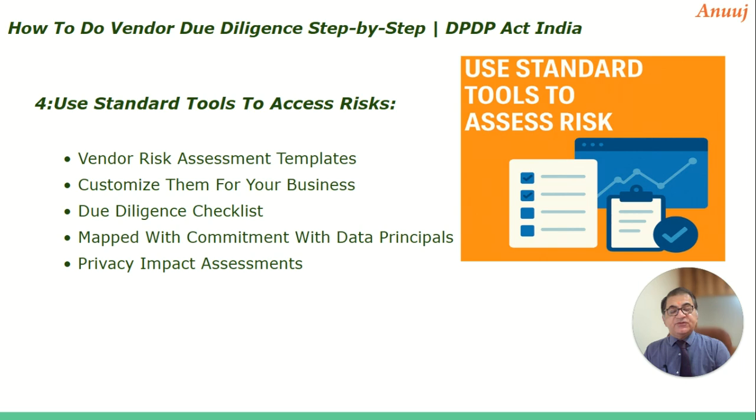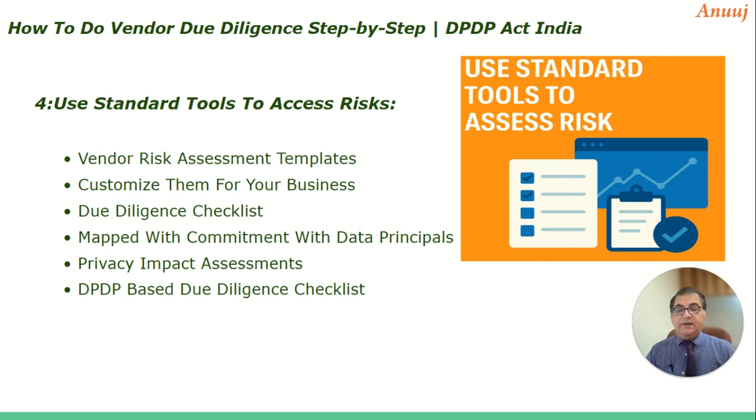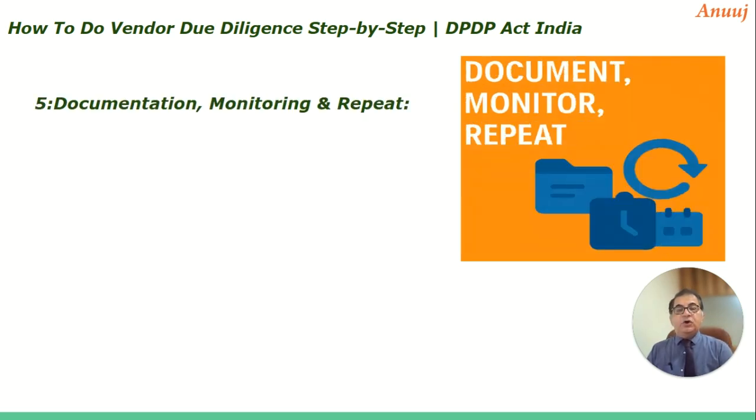Privacy impact assessments. When was it last done? What were the observations? Has anything been done on those observations? Are there risks? Are there any gaps? What is the mitigation plan? What is the cost involved? And since we have been talking specific to DPDP, are DPDP-based due diligence checklists available? Do you follow that?